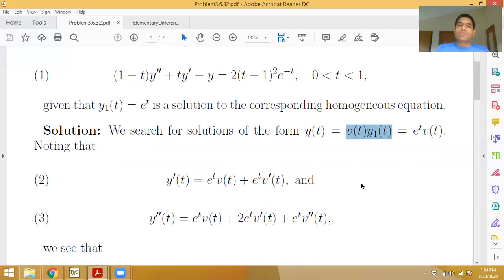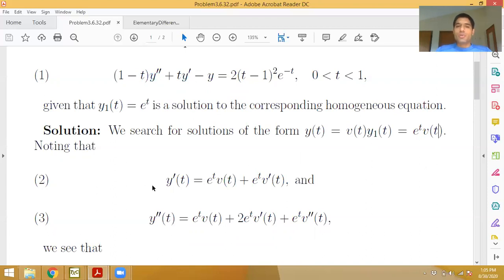Now, we'll see why this is a useful guess later on. But for now, in order to get a differential equation in v, which is the new function we want to find, because once we find v, we will have found y, we need to calculate y' and y'' in terms of e^t and v(t), so that we can substitute them into our equation and get a new differential equation. So we just do that by direct calculation.